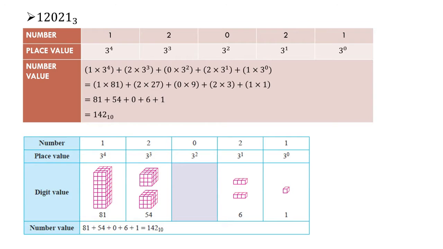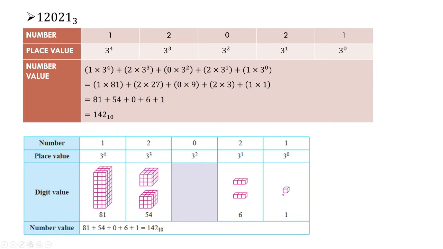This is an example of using blocks. The question is the same as above. We arrange the number 12021, and then for the place value, we always start from the right and go to the left. The third row is the digit value.